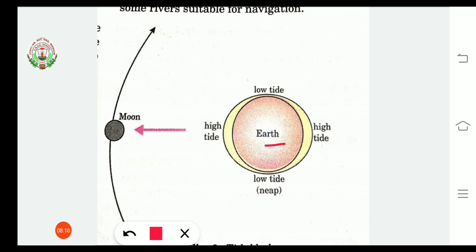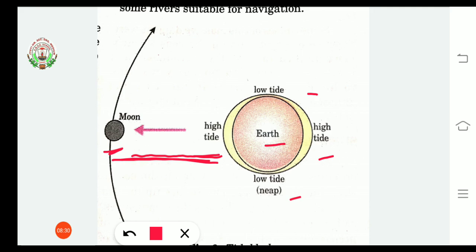Here it is, the earth, and low tide is on the upside and downwards here. Then where is the high tide? This is high tide and here is high tide. So as you will see here, the high tide in front of the moon is here.